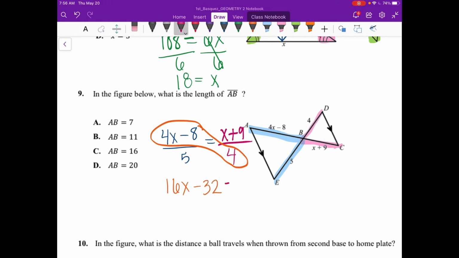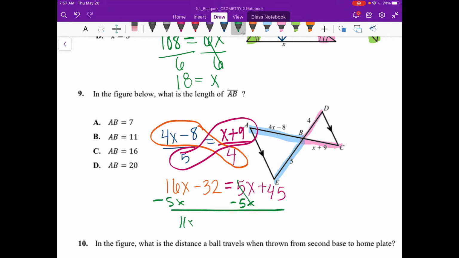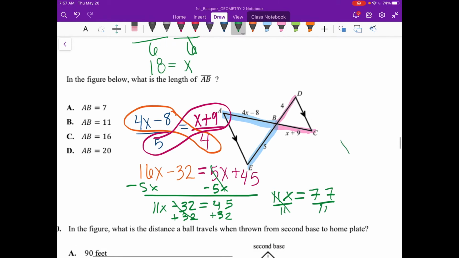And you're going to do the same thing with the other one. So 5 times x is 5x, and then 5 times 9 is 45. And then I'm going to start solving for x by subtracting 5x on both sides. I end up with 11x minus 32 equals 45 over here. And then I'll add 32 over. So 11x equals 77, and then I'll divide both sides by 11. So x comes out to be a 7.